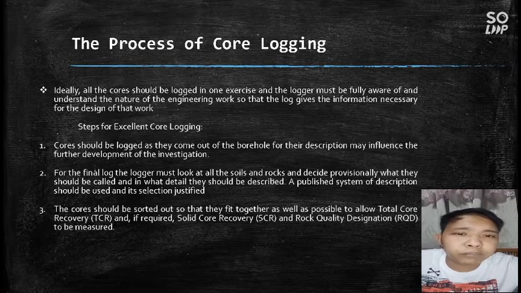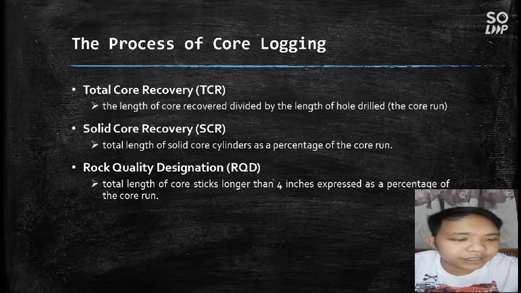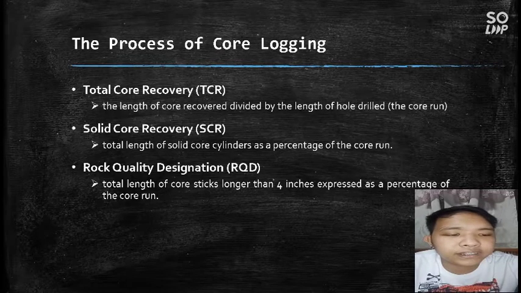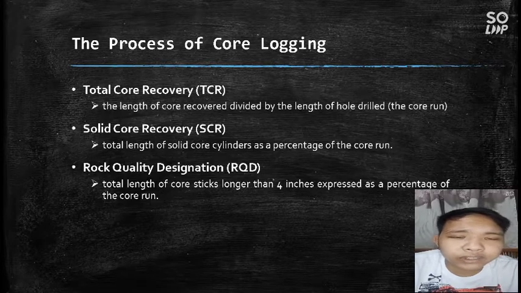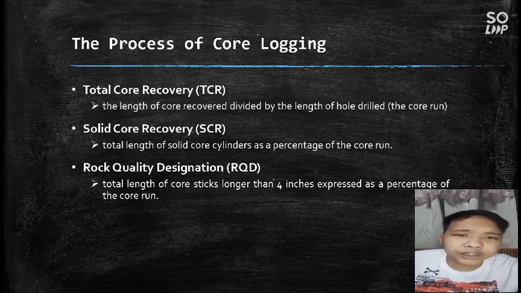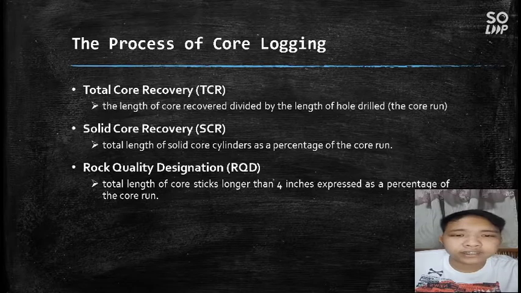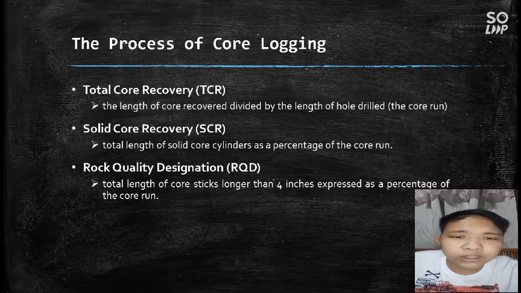It falls into three main categories. The cores are sorted out in three different categories, namely the total core recovery, next is solid core recovery, and lastly is the rock quality designation. First is the total core recovery. The core is sorted through its length divided by the length of the hole drilled. That is just self-explanatory. Next is the solid core recovery, wherein the total length of the solid core cylinders is expressed as a percentage of the core run.